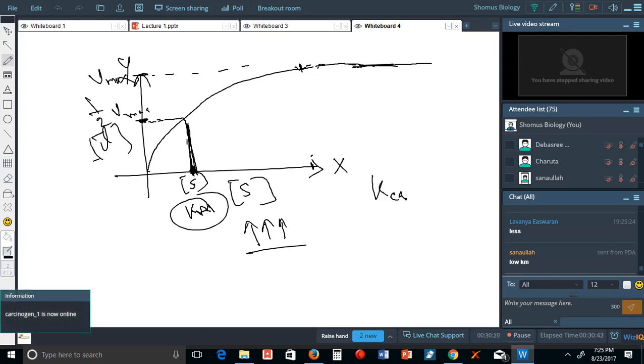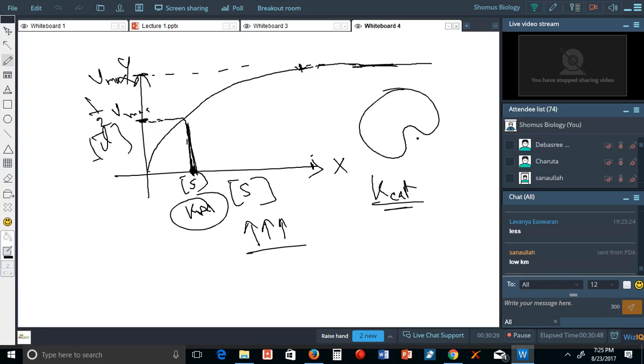On the other hand, Kcat is a separate unit. That is the turnover number. And I told you, turnover number means if this is an enzyme and this is the active site, and substrate is now binding to the active site, and the substrate will be converted to the product by the active site. So it's actually the total number of substrates converted to the product by these active sites per second. That is the turnover number.